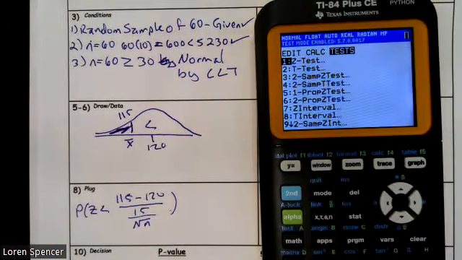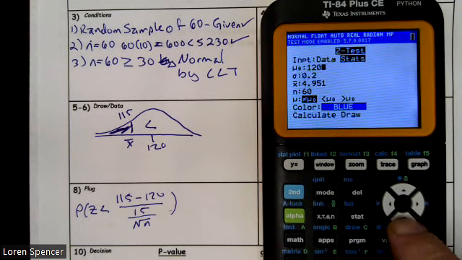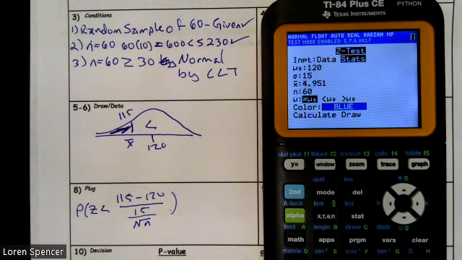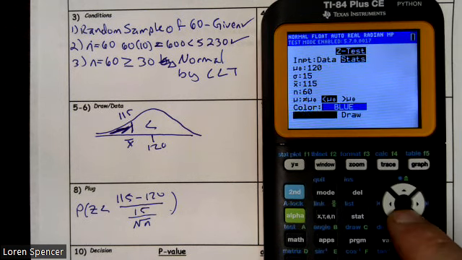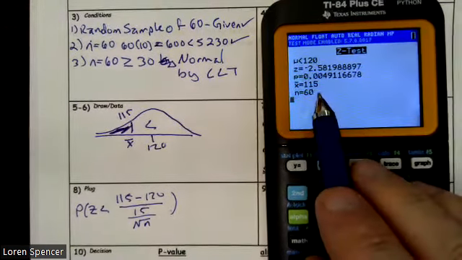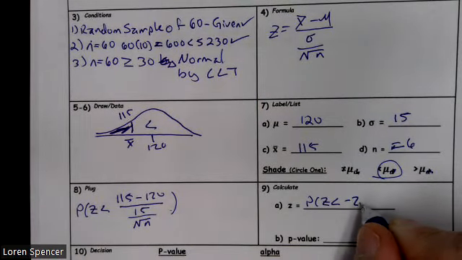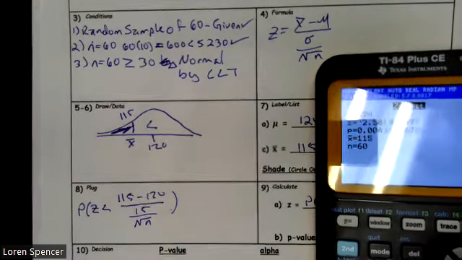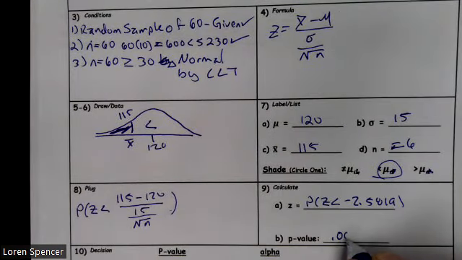Stat, Test, Z-Test. Mean of 120, standard deviation 15, X bar 115. We had a sample size of 60 and less than. We end up getting negative 2.5819. The probability Z is less than negative 2.5819, and that probability is 0.0049. So here's our p-value.